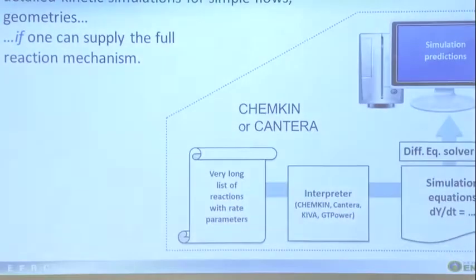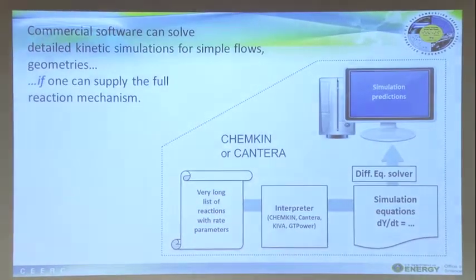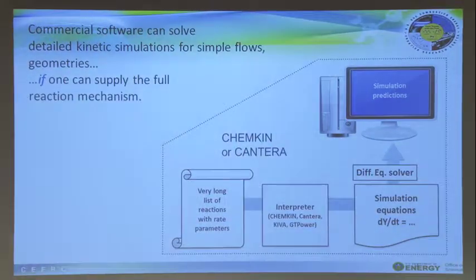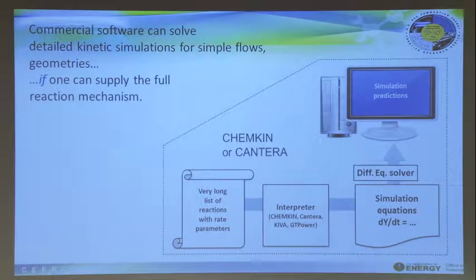All right, so at the time I started, and it might be the state that many of you are at now, you have a license to a code like Chemkin or Cantera, and you know how to run it. And if you somehow could get a list of all the reactions and Arrhenius parameters, you can go and run it. Or you might have GT-Power, you might have KIVA, I don't know what you guys have.